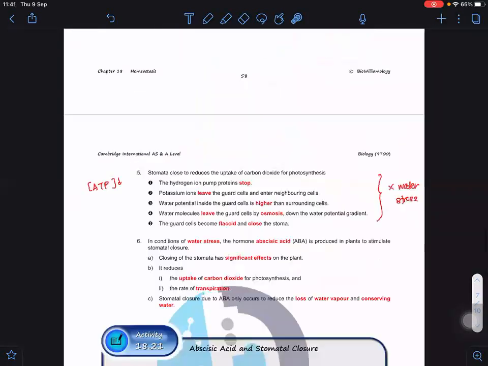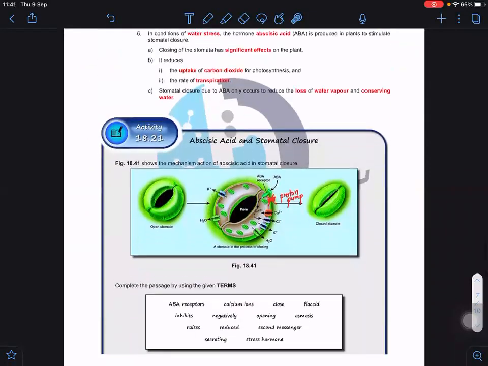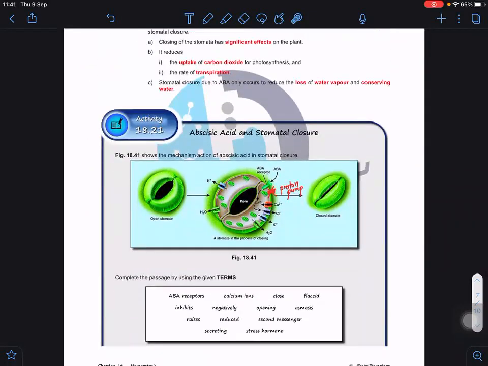Clear. So you can try the question now, activity 18.21, before I review the answer. It can take 5 minutes.